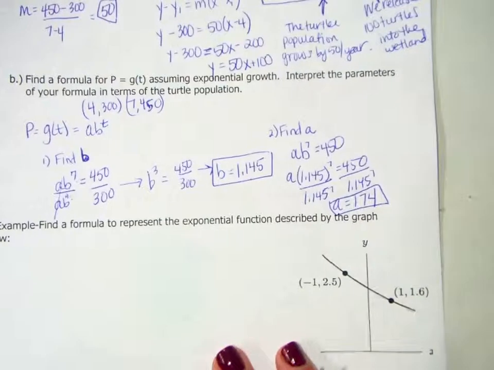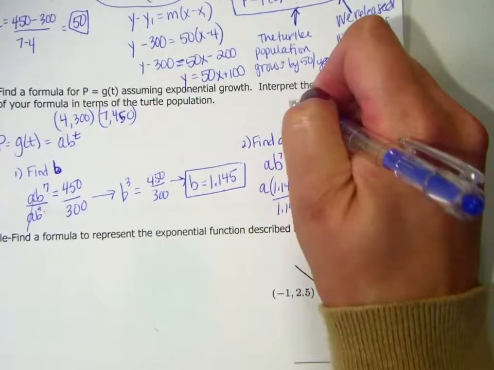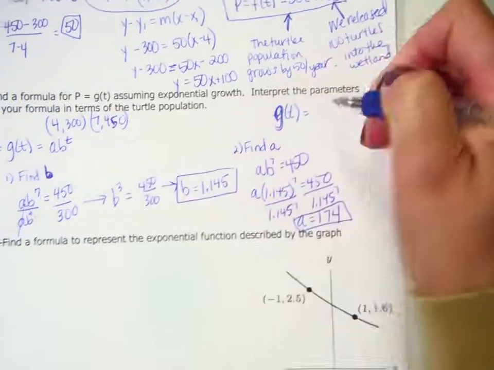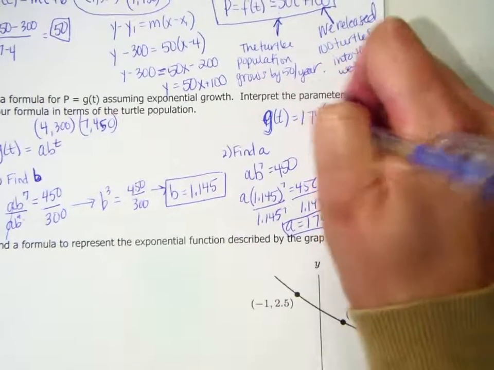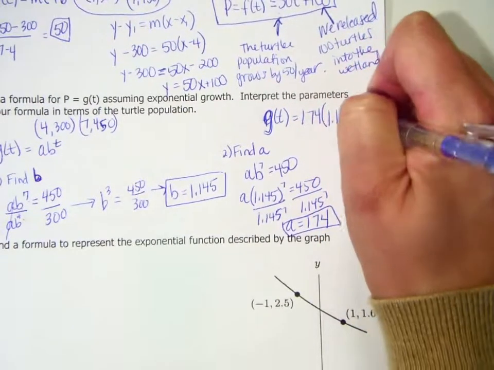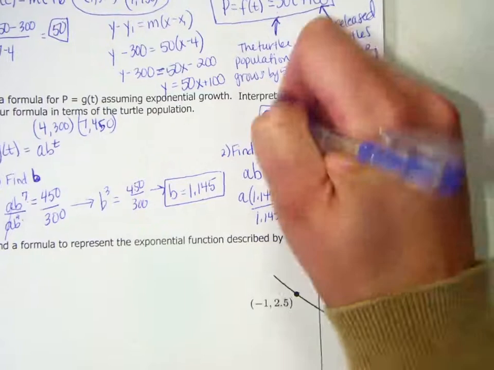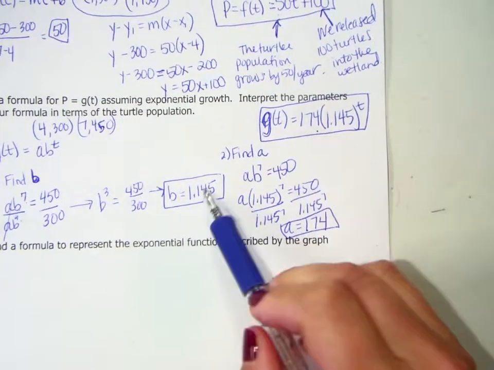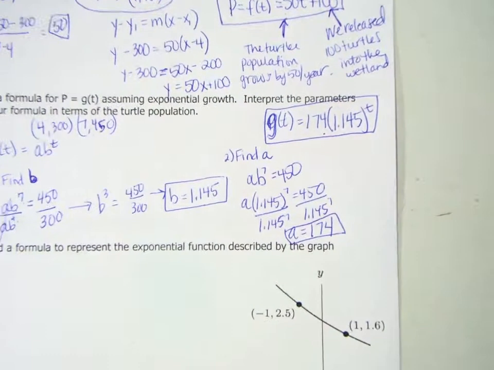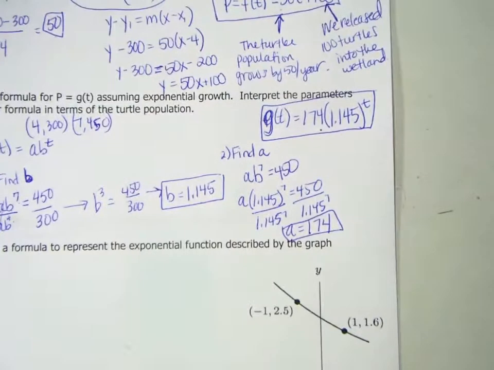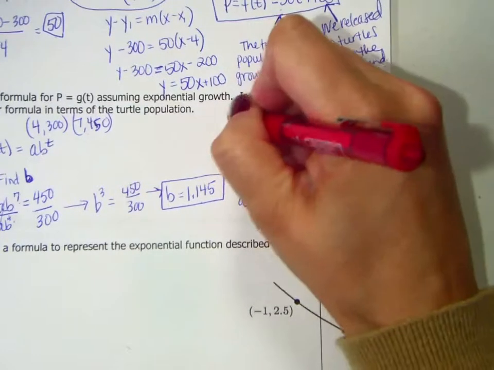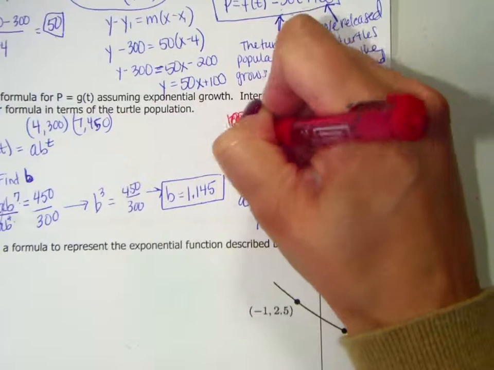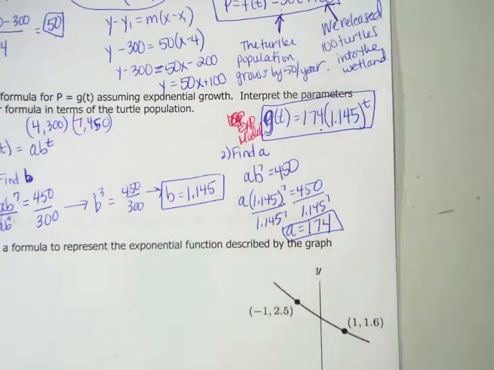So I have both pieces of information here. Now I can actually write my function, this is g of t. g of t equals 174 times 1.145 to the t. So remember, a is your initial value, b is your growth factor. This is our exponential model here.